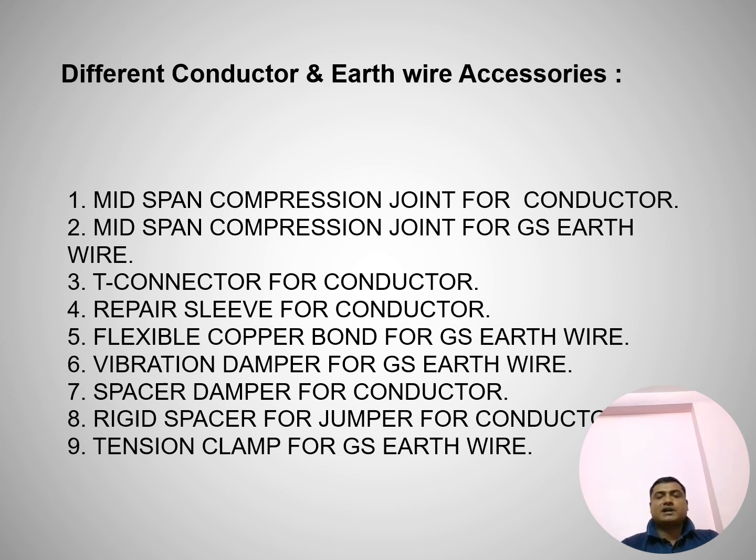Then we use spacer. Spacer is generally used to isolate the conductors of the same phase. Suppose we have used twin conductor, then we use spacer for twin conductor. Suppose we have quad conductor, then we use spacer for quad conductor. And tension clamp for GI earthwire is used from one tower to the second tower to joint the earthwire.